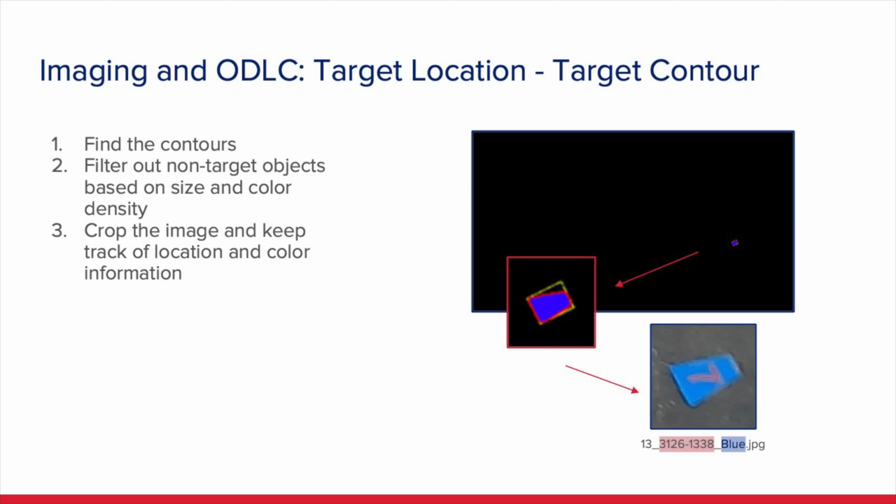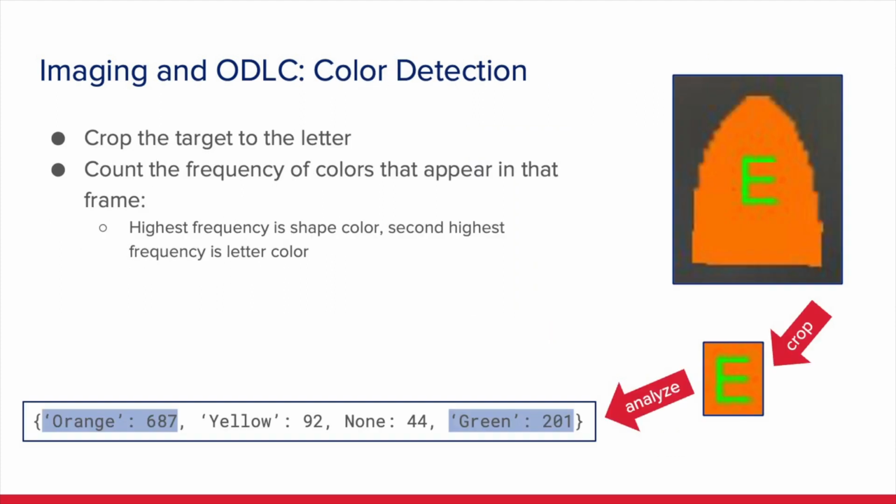So moving on to target contour. Once we have all the color masks, we will locate targets using the OpenCV find contours function. We also filter the targets based on size and pixel density, and this way, too large or too small objects that happen to be the same color as the target we are searching for are disregarded. This is done by knowing the approximate size that the target should be given the current height of the drone. Then we crop the image and pass it on to the next step, color detection.